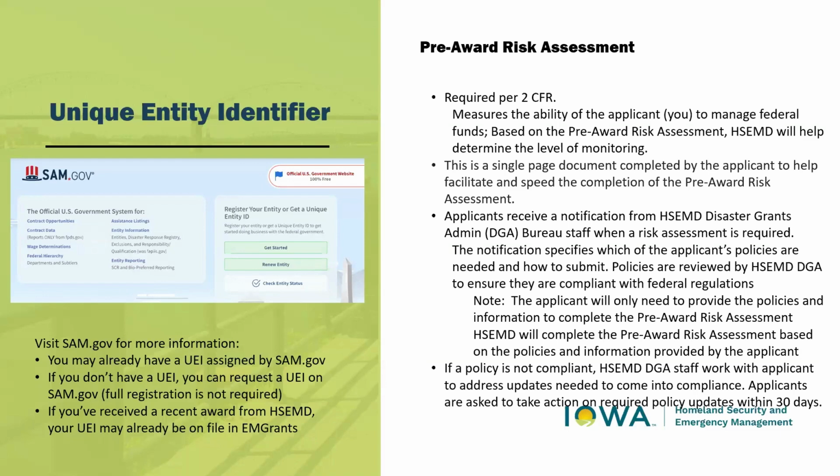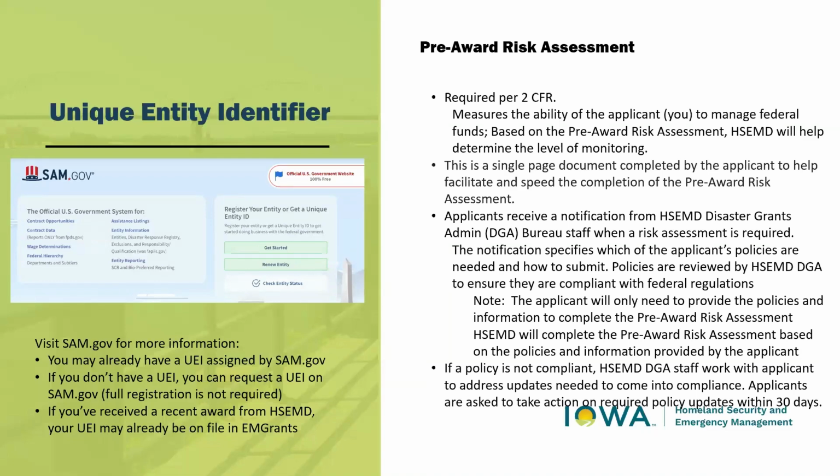The next thing that will happen, which kicks off your funding agreement, is the pre-award risk assessment. We are required to do this to measure the ability of you, the applicant, to manage federal funds. Based on your pre-award risk assessment, we will determine the level of monitoring that needs to be done post-obligation of your award. You'll receive a single-page document from someone on our disaster grants and management team. A little tip and trick is to make sure you click the enable button so that you can see all the drop-down options. Most of these questions will be yes or no questions, and it should be a really easy form for you to fill out.